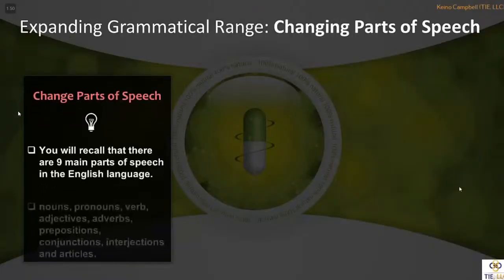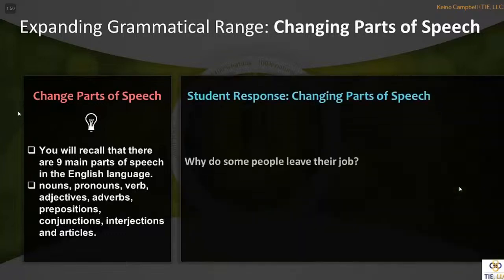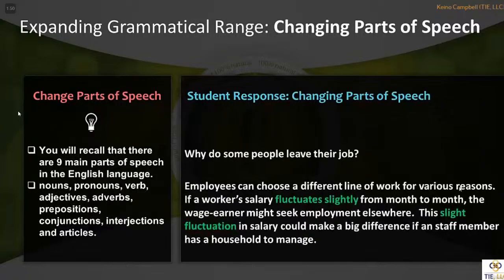Right? Here, when we're talking about expanding your grammatical range and changing the parts of speech, look at this question here. Why do some people leave their job? Employees can choose a different line of work for various reasons. If a worker's salary fluctuates slightly from month to month, the wage earner might seek employment elsewhere. This slight fluctuation in salary can make a big difference if a staff member has a household to manage.